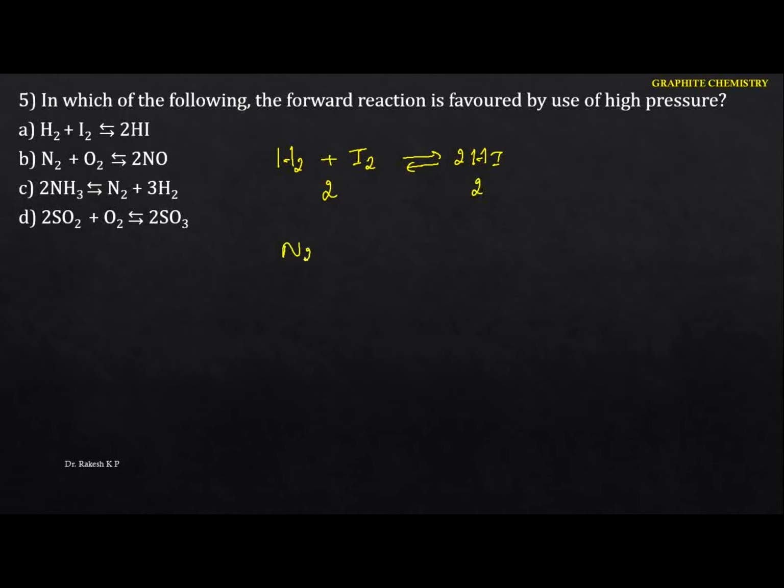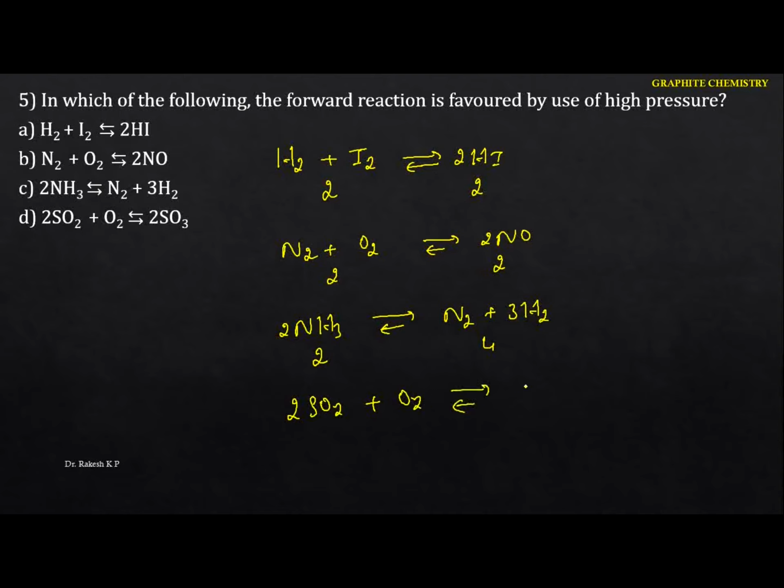Similarly for the second one, nitrogen plus oxygen, which gives you nitric oxide. The number of moles will be 2. Here also 2. And the next thing is ammonia, which decomposes to give nitrogen plus hydrogen. Here we are having 2 gaseous moles, and here we are having 4 gaseous moles. See the last one here. We are having 2SO2 plus O2, which gives you 2SO3. So in the reactants we are having 3 gaseous moles. In the product we are having 2.